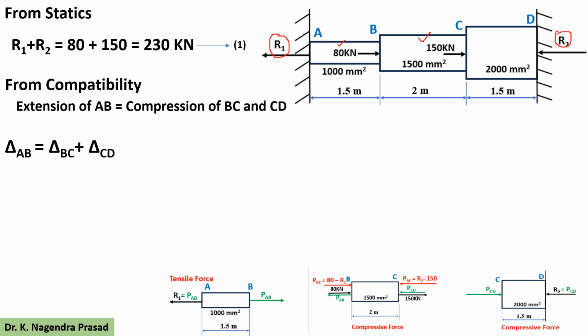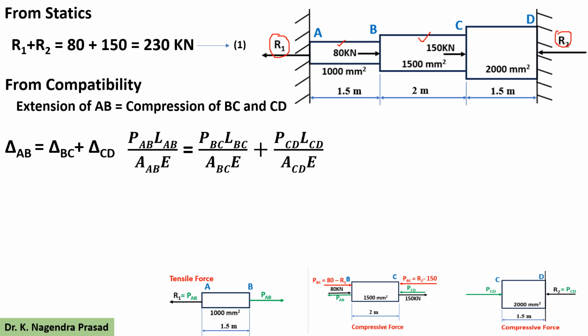We know the deformation delta equal to PL by AE. Then this equation can be written as PAB LAB divided by AAB into E equal to PBC LBC divided by ABC E plus PCD LCD divided by ACD into E. So here E will get cancelled. Then substitute all the values in the above equation.